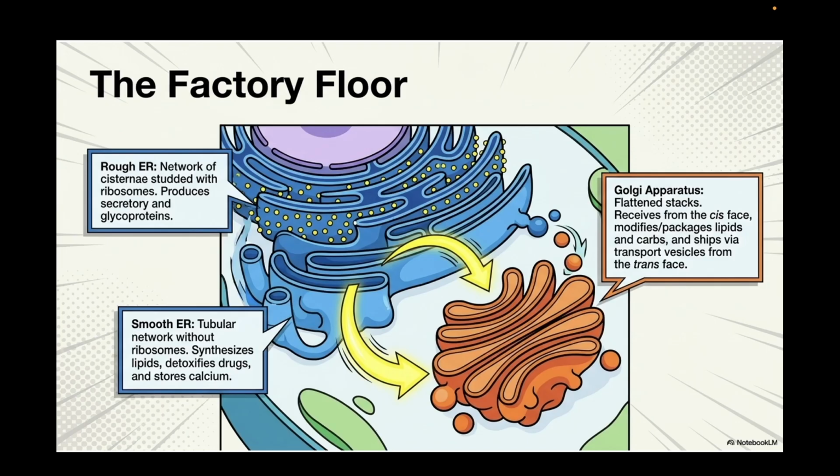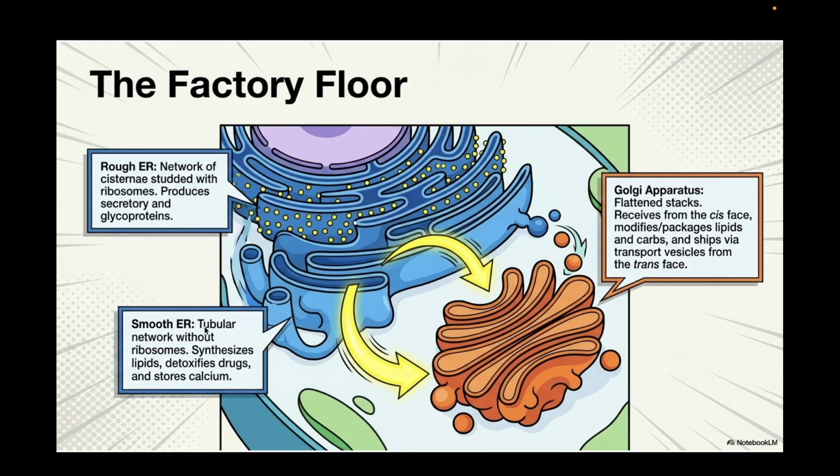Now this is the factory for the production of protein. Once the mRNA is formed, it goes through this pathway. From the nucleus, attached is the endoplasmic reticulum, which is of two types, rough endoplasmic reticulum and smooth endoplasmic reticulum. Rough endoplasmic reticulum is a network of cisternae and has ribosomes present on them, making it rough, and helps in the production of secretory proteins and glycoproteins.